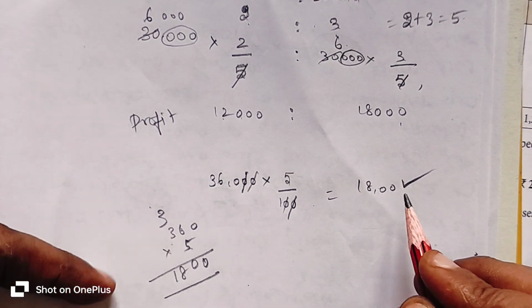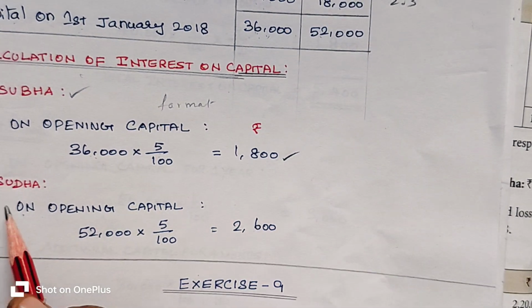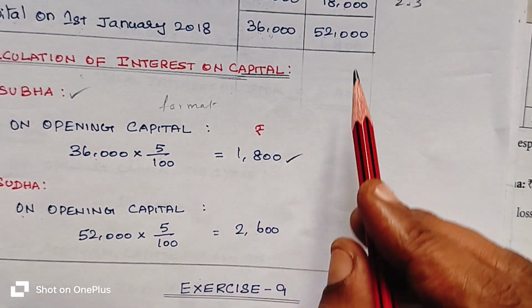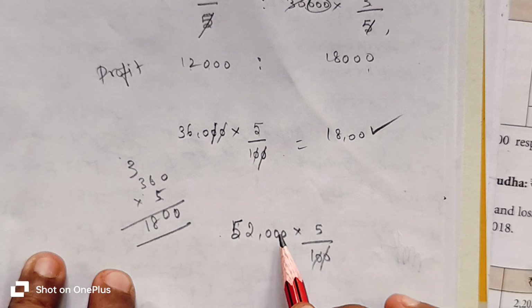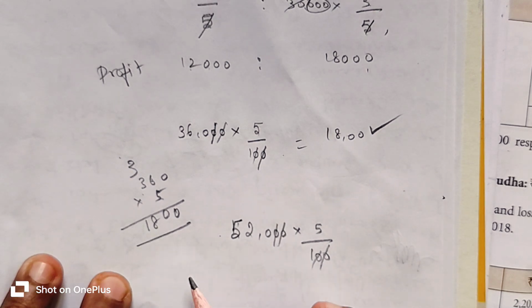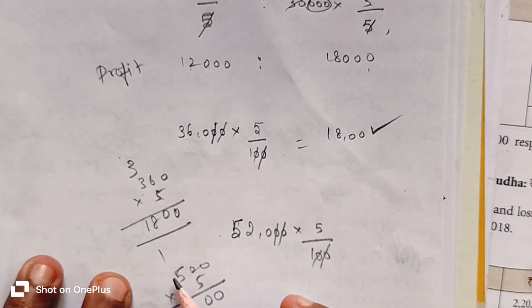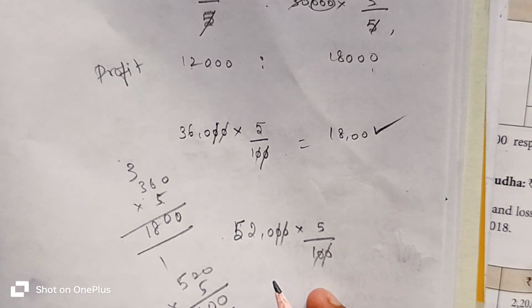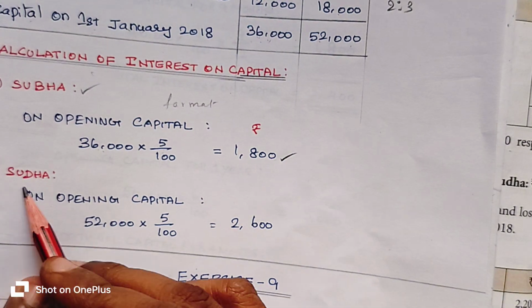1,800 rupees is the interest on capital for Subha. And for Sudha, the opening capital is 52,000 into 5 by 100. Now we have to cancel it. 0 0, this 20 is cancelled. Remaining 520 into 5. 5 2s are 10. Remaining 1. 5 5s are 25 plus 1 is 26. 2,600 rupees. So Sudha's interest on capital is 2,600 rupees.